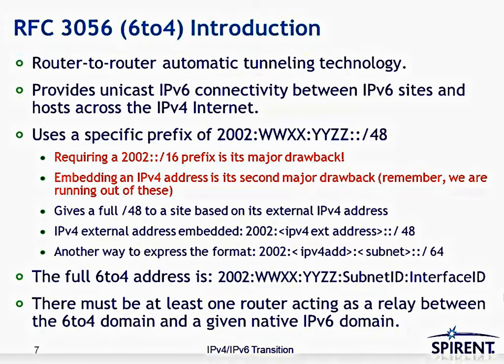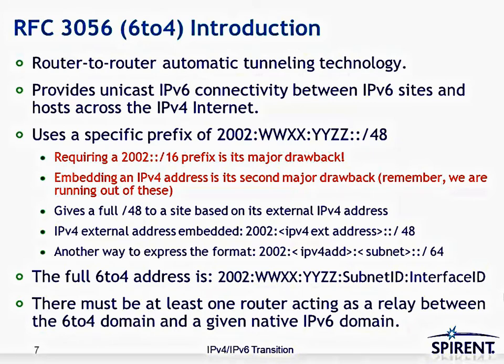So as this slide mentions, it is a router-to-router automatic tunneling technology. It provides unicast IPv6 connectivity between IPv6 sites and hosts across the global IPv4 internet. It uses a specific prefix of 2002: followed by the next 32 bits, which would be an IPv4 address, /48, giving you 16 more bits to configure IPv6 subnets, and then of course the last 64 bits was going to be a host identifier.